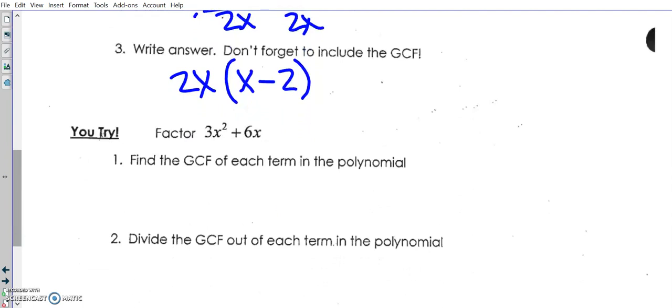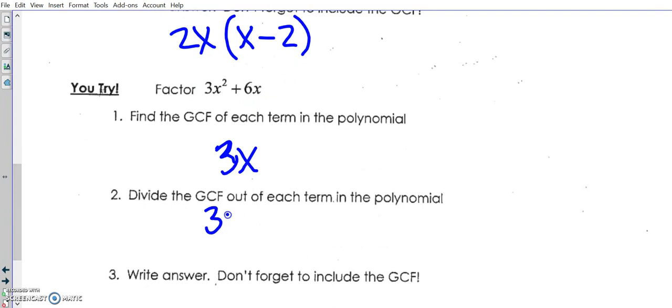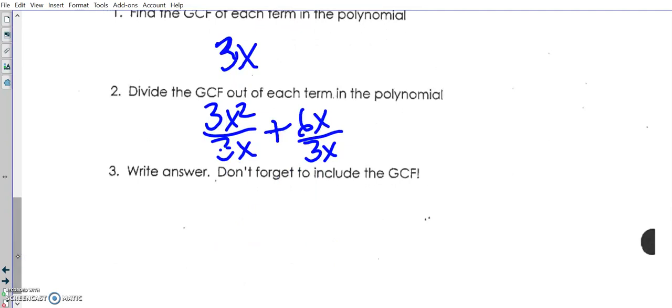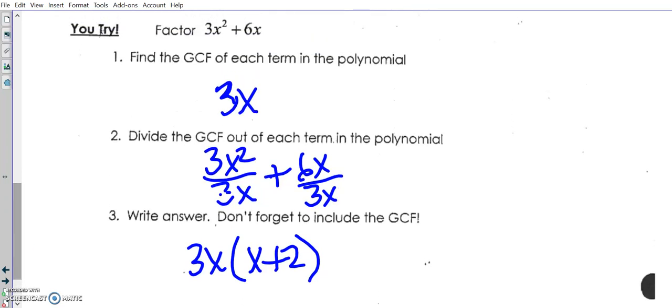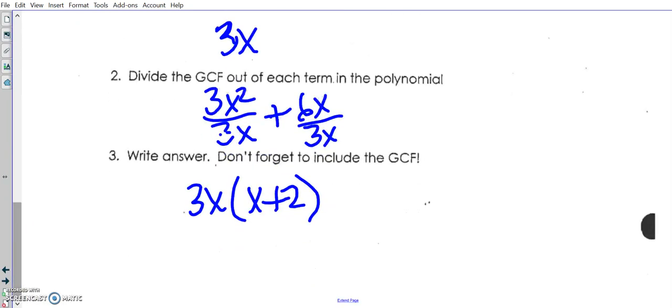Down here, same thing. They both have an x in common and a 3, okay? So if I divide each of those terms by 3x, I will be left with, try to see if you can pause and think. Always write your greatest common factor on the outside. Once I've divided those, I will be left with x plus 2. So 3x times x plus 2 are the factors that multiply together to give me what we started with, 3x squared plus 6x, okay?